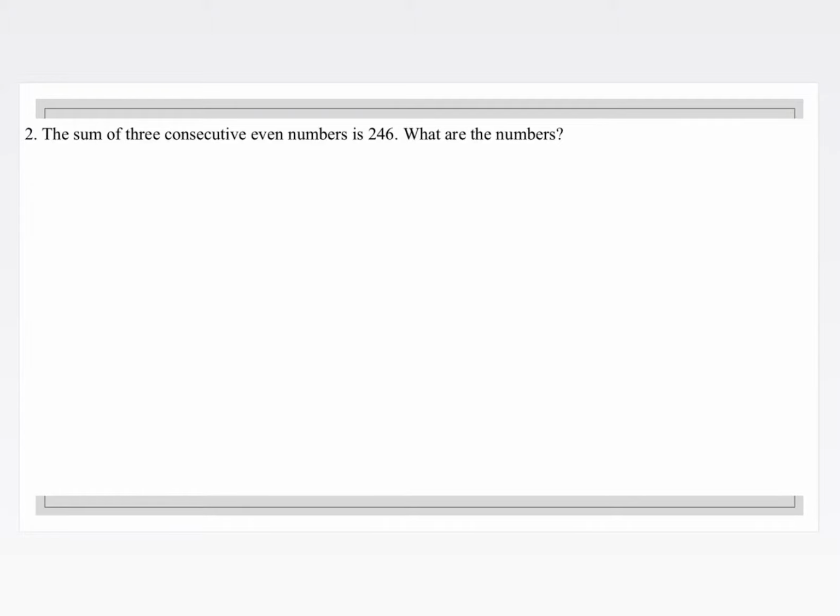Our next problem is a little bit more condensed. Here we have the sum of 3 consecutive even numbers is 246. What are the numbers? If we think about cubes, let's go on and circle our numbers first. So we know that there's 3, and we have 246. Now our question is, what are the numbers?